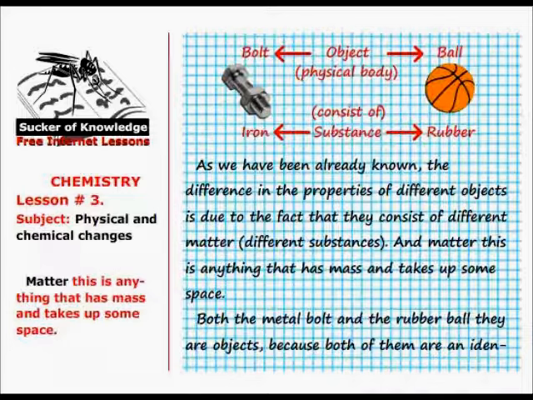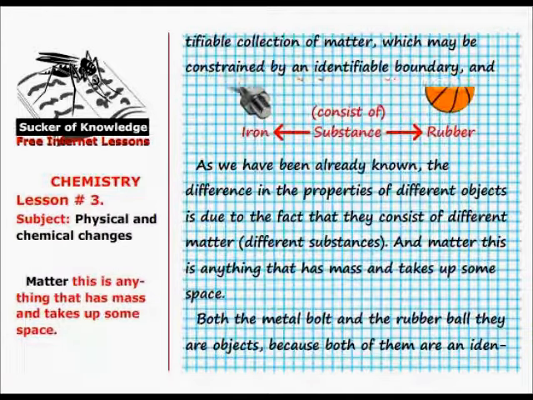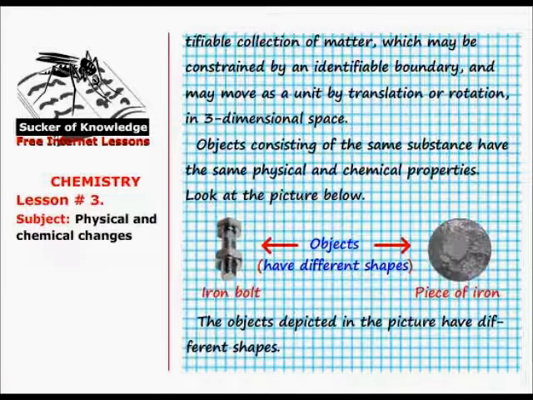Matter is anything that has mass and takes up some space. Both the metal bolt and the rubber ball are objects, because both of them are an identifiable collection of matter, which may be constrained by an identifiable boundary, and may move as a unit by translation or rotation, in three-dimensional space. Objects consisting of the same substance have the same physical and chemical properties.